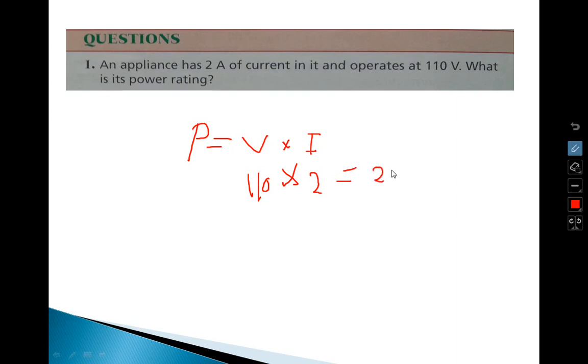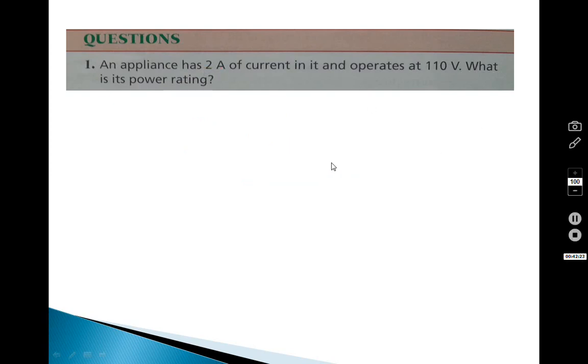So we need 220 watt to let this equipment operate at 110 volt with the current of 2 ampere. Just write down the formula and then substitute the values.